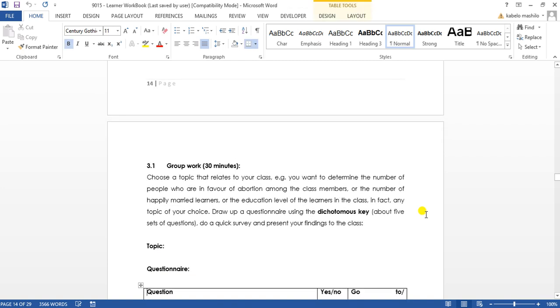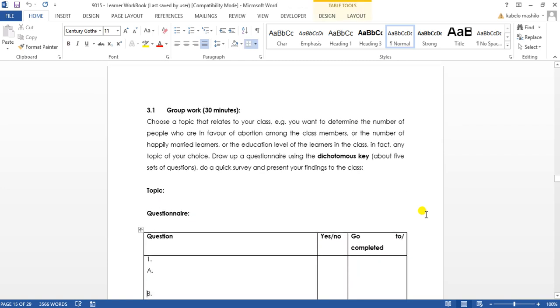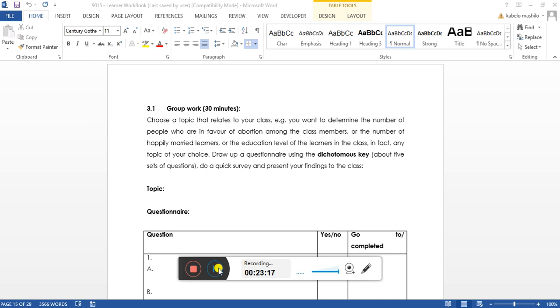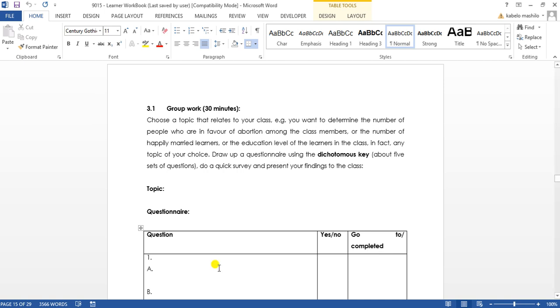In a group work, as I've mentioned on the WhatsApp group, I've already grouped you guys. Choose a topic that relates to your class. If you want to determine the number of people who are in favor of abortion among the class members, or the number of happily married learners, or the education level of learners in the class. In fact, any topic of your choice, you will choose within the group that I've allocated to you. You'll choose a topic of your own choice.